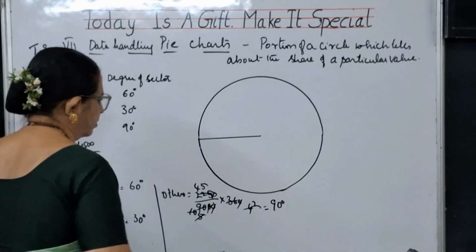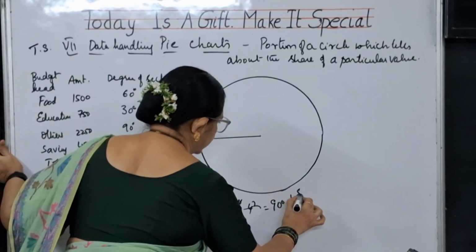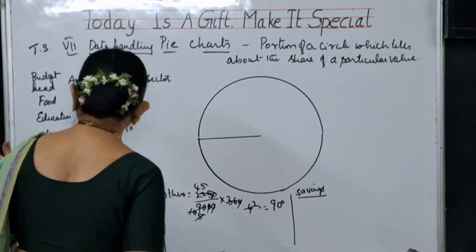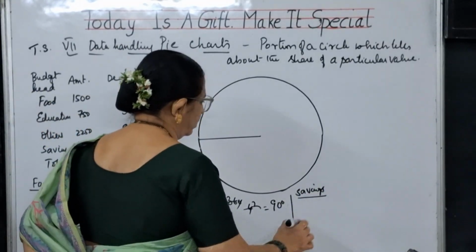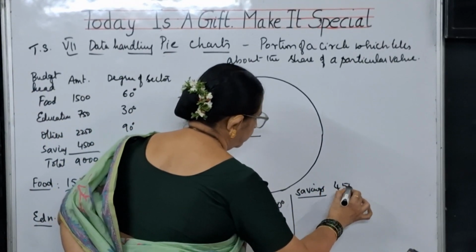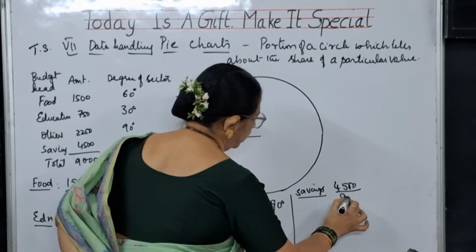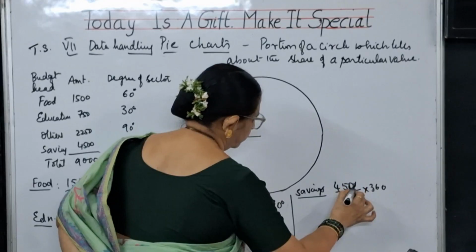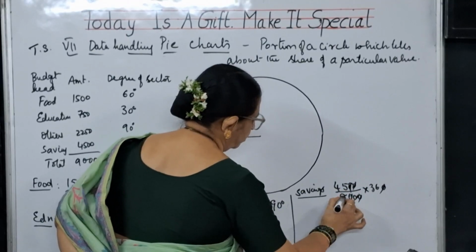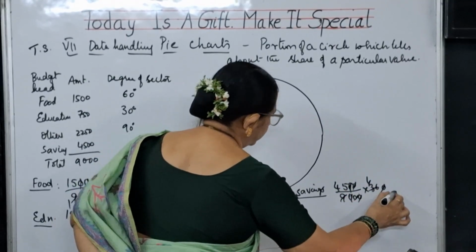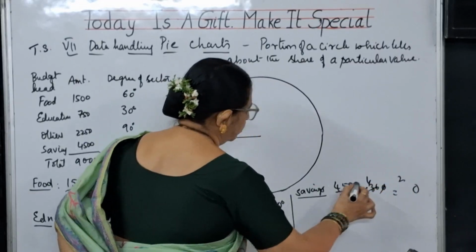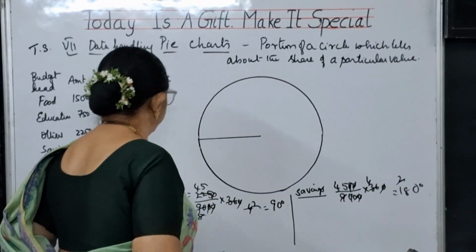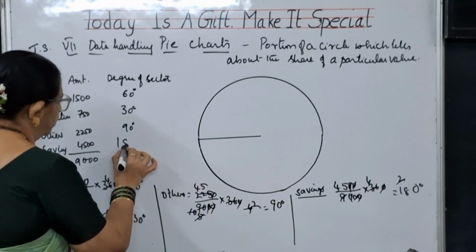Then savings. Savings, how much they have given? 4,500. So 4,500 by 9,000 into 360. So 2 zeros cancel, 9 ones are 9, 9 fours are 36, 45 by 9 is 5, 5 twos are 10. So this is 180 degrees.